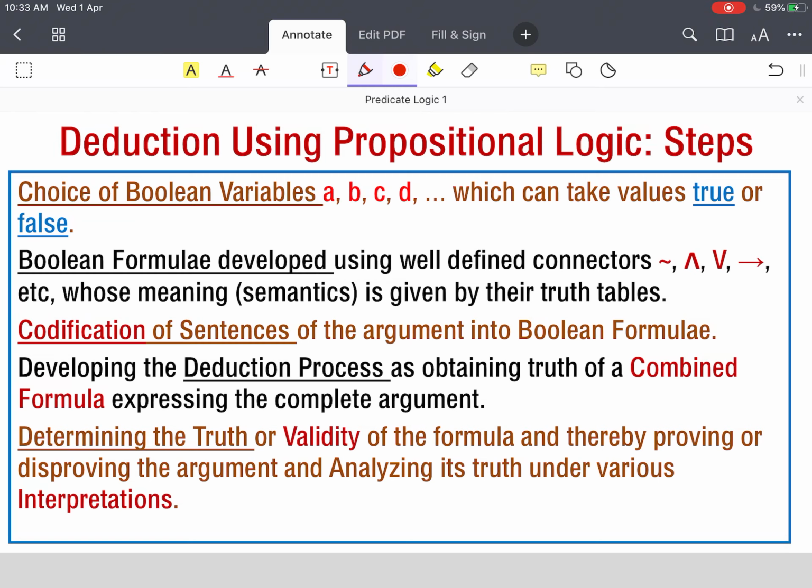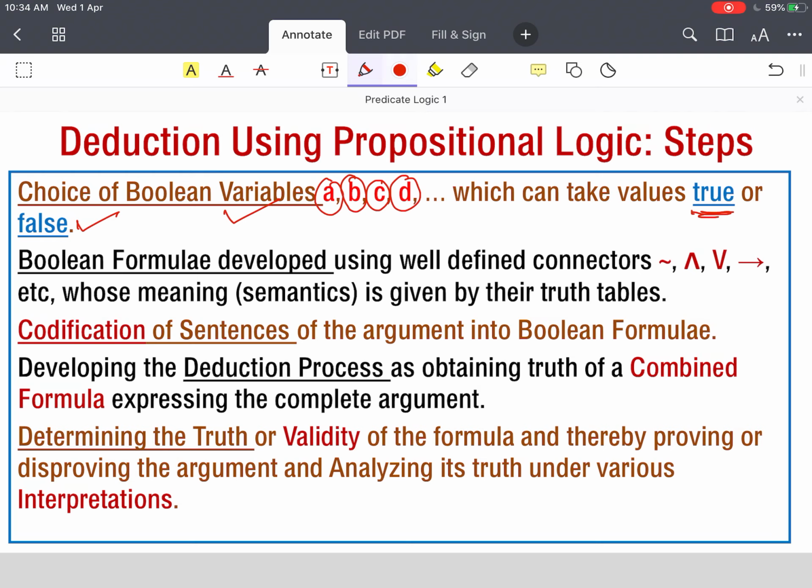If you recall the steps that we had done in propositional or Boolean logic, they consisted of basically 5 steps. The first step was the choice of Boolean variables. We would identify a set of Boolean variables A, B, C, D, etc., which could take either true value or false value. Then we would use the whole of Boolean logic.